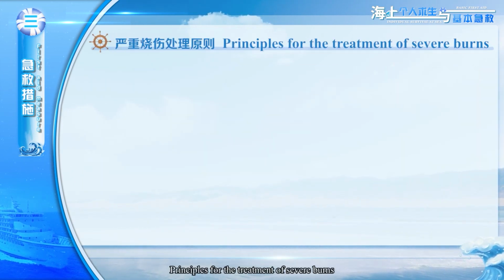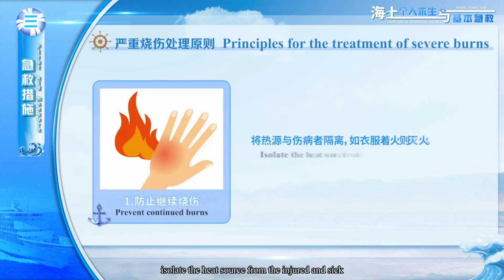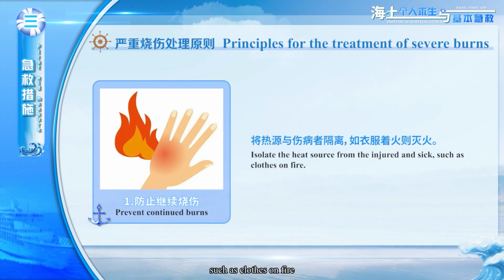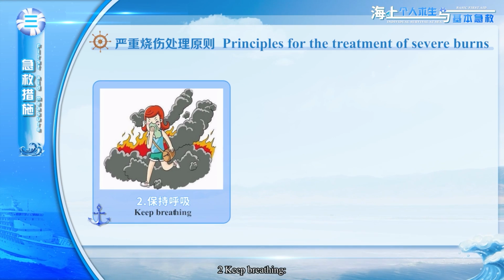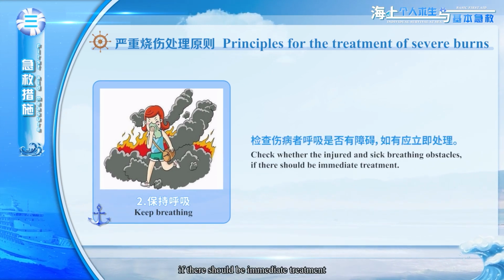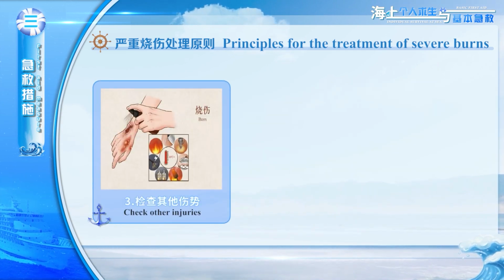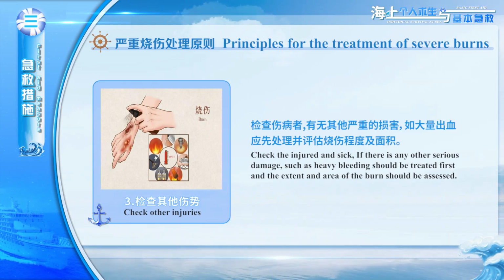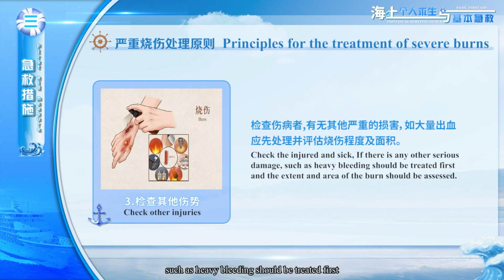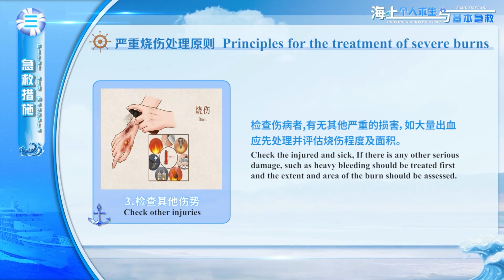Principles for the treatment of severe burns. 1. Prevent continued burns. Isolate the heat source from the injured person, such as clothes on fire. 2. Keep breathing. Check whether the injured person's breathing is obstructed; if so, treat immediately. 3. Check other injuries. If there is any other serious damage, such as heavy bleeding, it should be treated first, and the extent and area of the burn should be assessed.